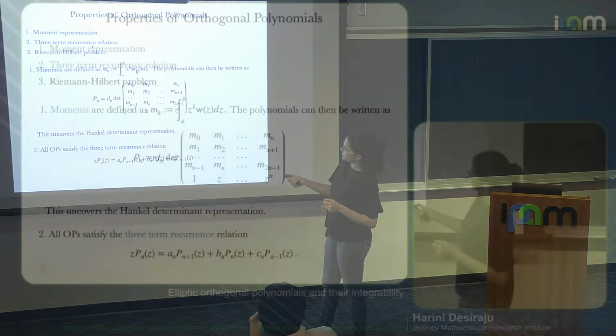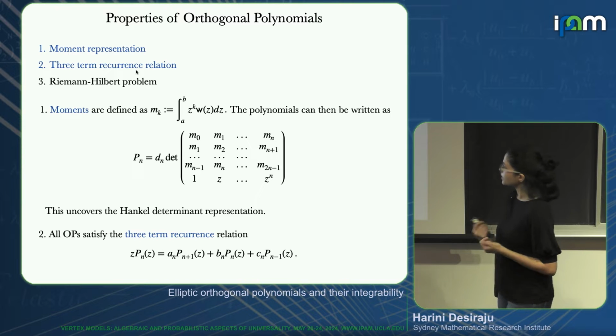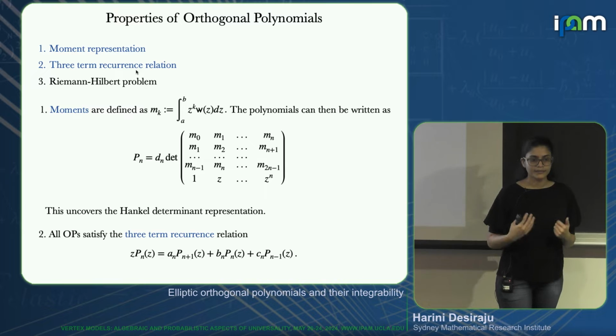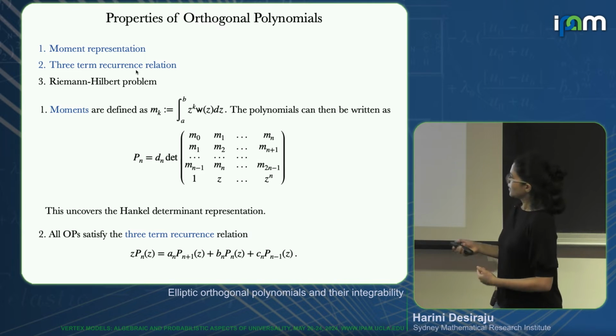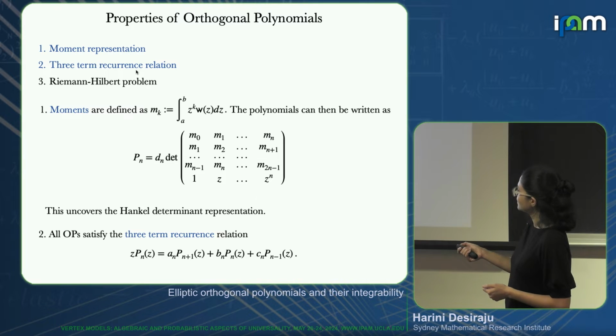Moments are simply defined this way with respect to the weight and z^k, which is appearing from here. And the statement is that all the polynomials can be written in terms of moments. So this D_n is some normalization factor, so it's just a constant. Don't worry about it too much. So for example, if you look at the determinant, you can expand it as 1 times this whole thing, which should typically be 1 from monic polynomials, or rather, D_n is this determinant.